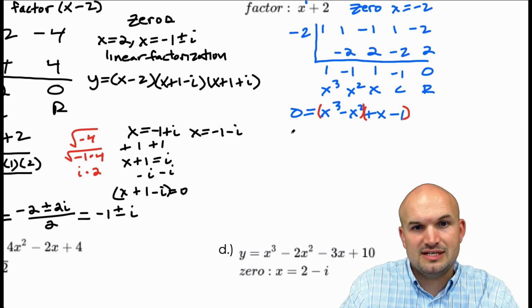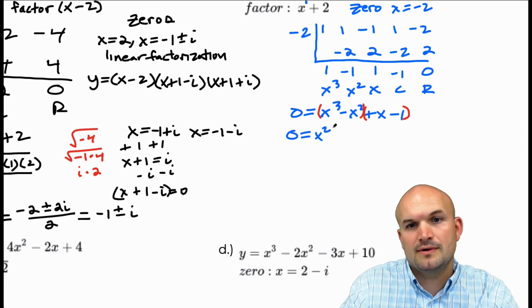And in this case, you can see that in the first terms, I can factor out an x squared, and that will leave me with an x minus 1.